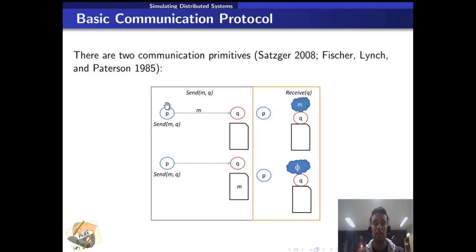We can see here the main primitives. The first is send a message M to a process Q. P sends this message M, and when the message is sent, the message M is stored in the buffer of the process Q. When Q receives a message, it means that the process takes it from the buffer and processes this message. If no message is received, an empty set is returned.